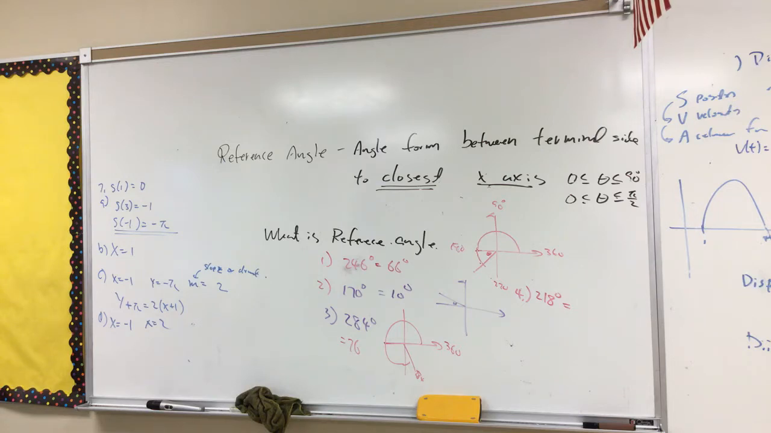Kevin? Which quadrant? 1, 2, 3, 4. Do you know how quadrants work? Yeah, 1, 2, 3, 4. Okay, which quadrant is 218? Third quadrant, good. So which x-axis is it going to be closest to, the negative side or the positive side? Negative side, great. So you're on the right track.